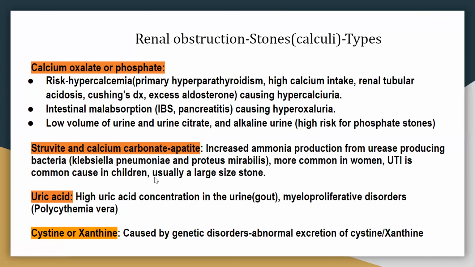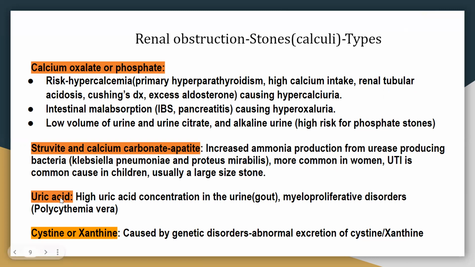Struvite and calcium carbonate, this comes on board exams for APRNs a lot. So bringing this up for you to study this, okay? Klebsiella pneumoniae and Proteus mirabilis are the 2 common bacteria. They come all the time because these 2 bacteria increase ammonia production from urease. So these bacteria are known to produce urease, so they increase ammonia production in women. UTI is a common cause in children, and they produce large size struvite stones if it happens in children.